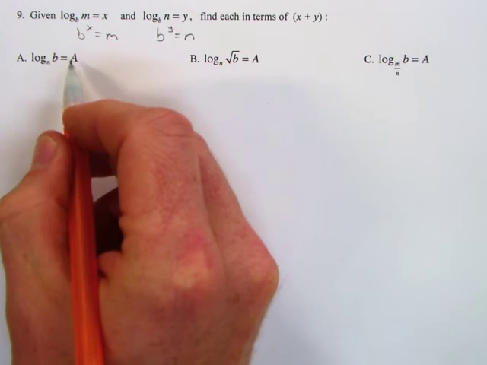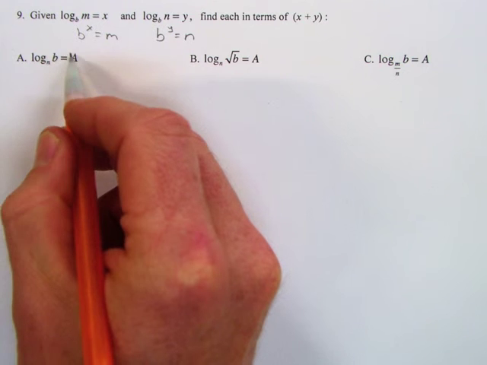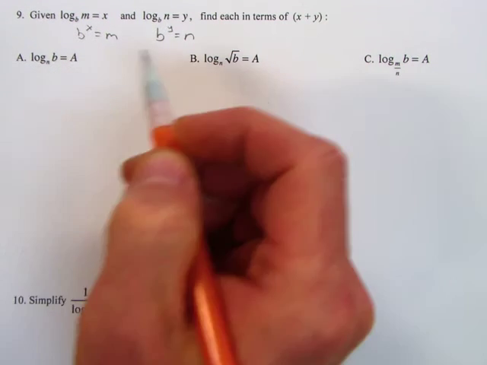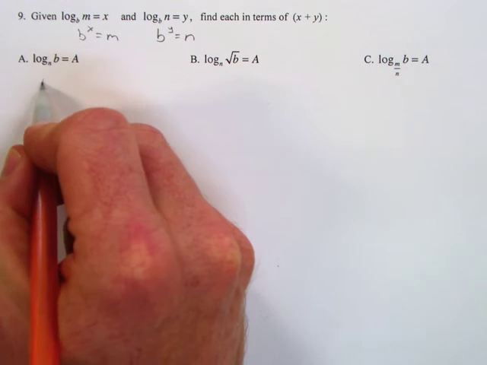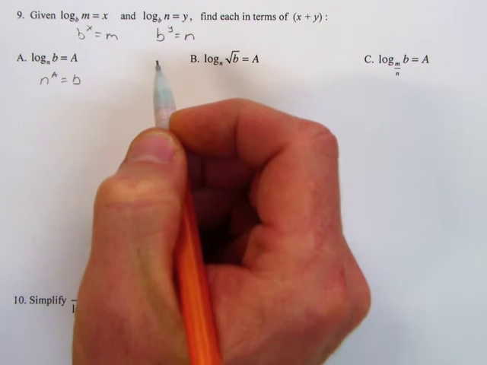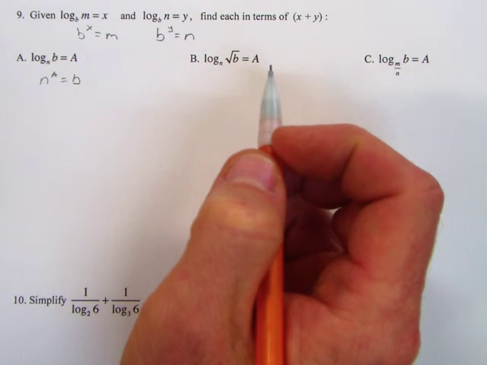So now let's take a look at this. I've already set it up as equals a. Really, it should have been just log base n of b. You would set it equal to a, so you can transform this to n to the a equals b. Now what do you notice about this?